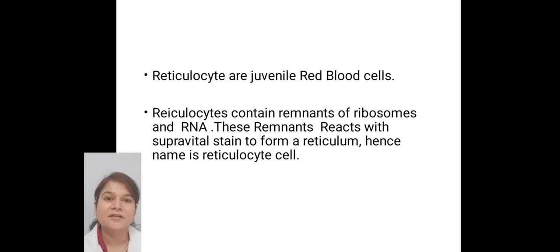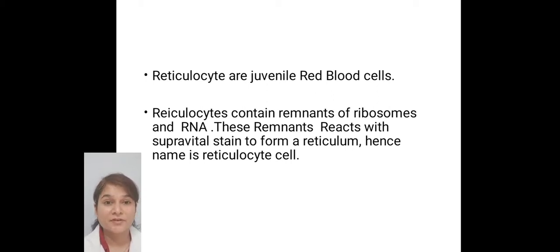And when we stain this cell with a supravital stain, these remnants form a structure like a reticulum, which appears purple in color, and that's why the name of this cell is the reticulocyte. So this was the basic introduction of the reticulocyte. Again, reticulocytes are the juvenile or young red blood cells.